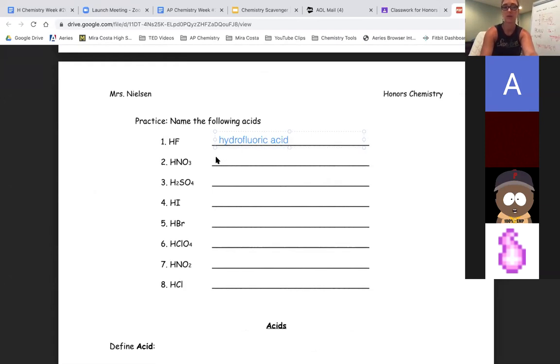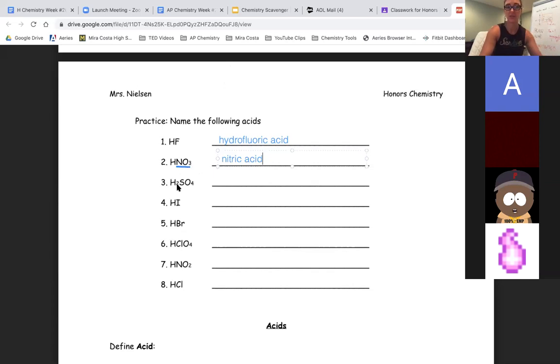Next one. Here I have a polyatomic ion, and you spot the polyatomic ion, NO3. NO3 is nitrate, so I change the ate to ic, and it becomes nitric acid. There's no prefix hydro because there's a polyatomic ion present. You only use the prefix hydro if it's binary, just hydrogen and one other element.